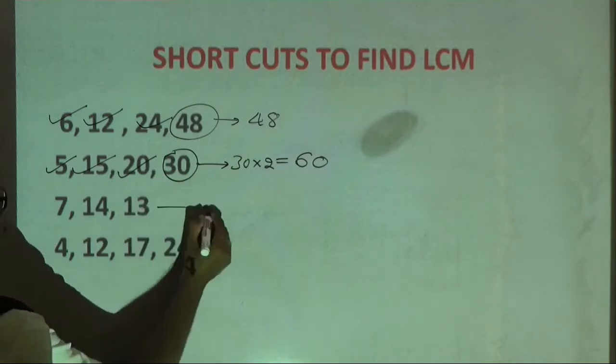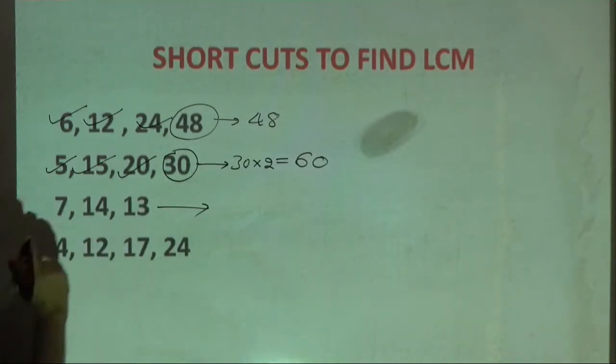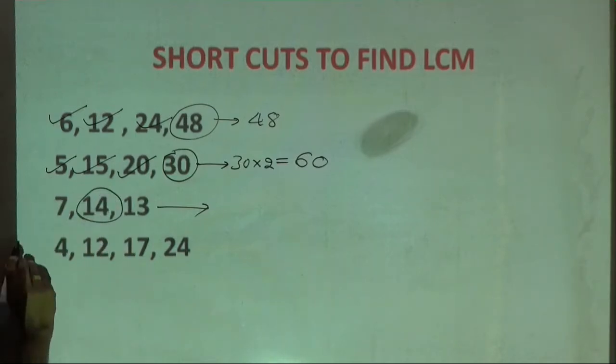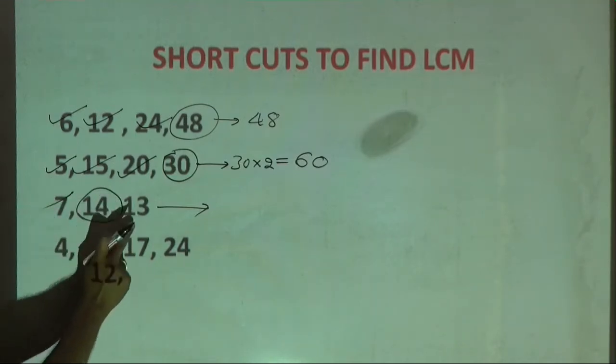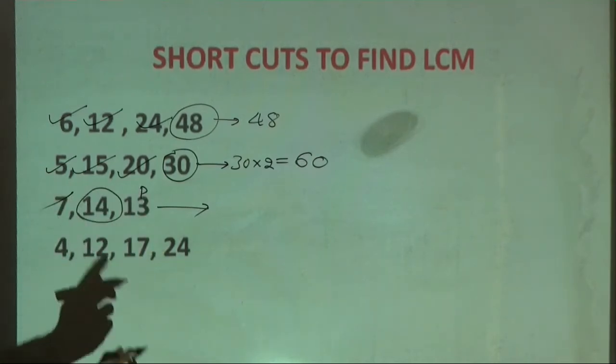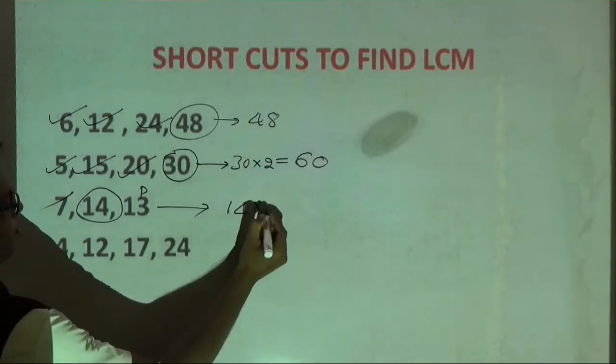Now, similarly, the next problem. I want to find the LCM of 7, 14 and 13. The biggest number is 14 here. 7 divides 14, therefore I will ignore it. Now, 13. Please observe here: 13 is a prime number. Whenever you have a prime number with another number, the LCM is just their product.